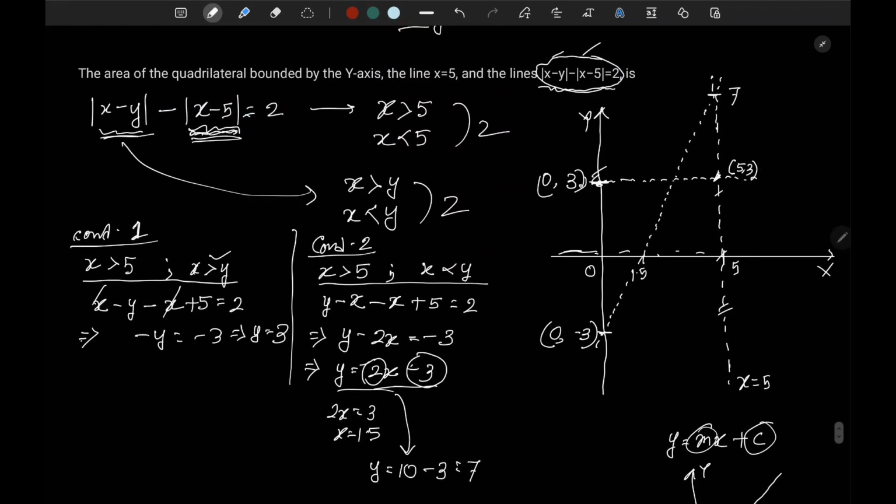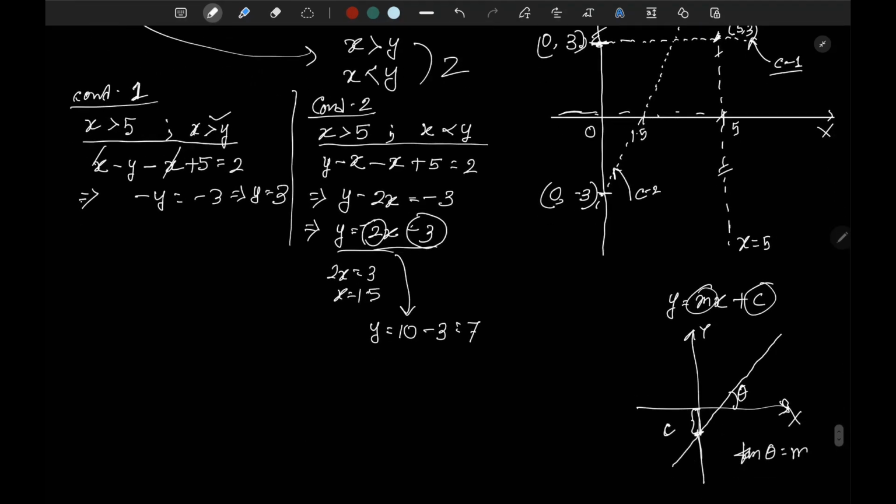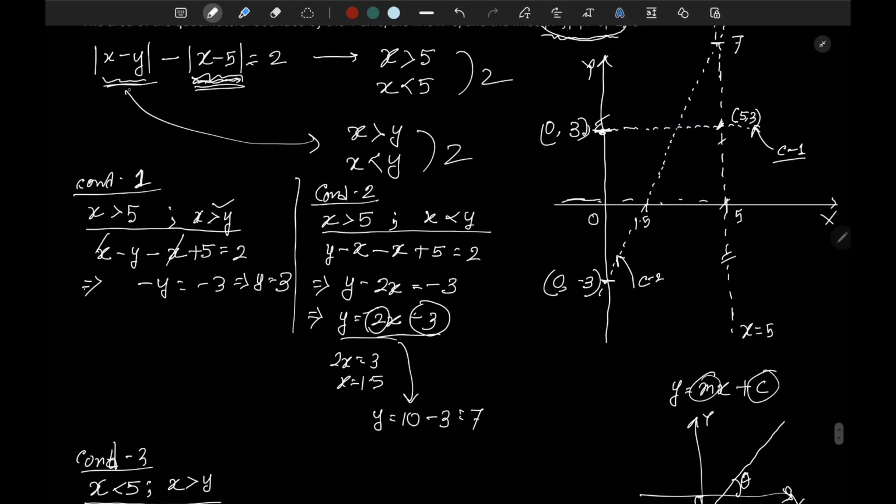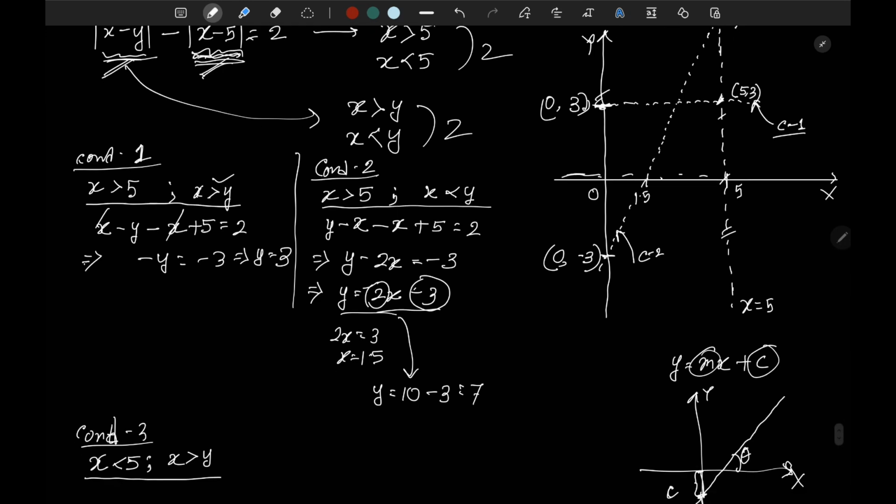Let's name these things. This is from your condition 1, C1. This is your C2. Okay, now your condition 3 is what? X less than 5 and your x is greater than y. So what will happen is that in the original equation, this will open as positive, but this will open as negative as x is less than 5.